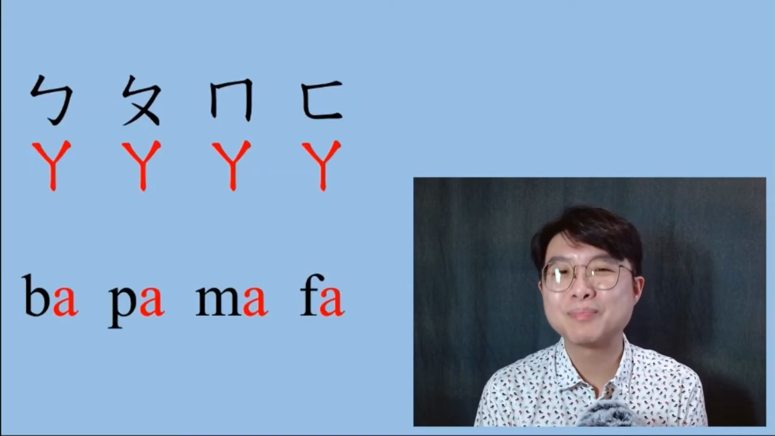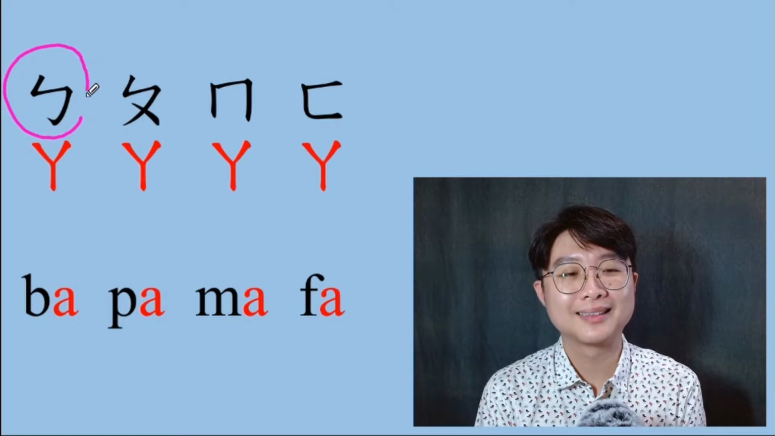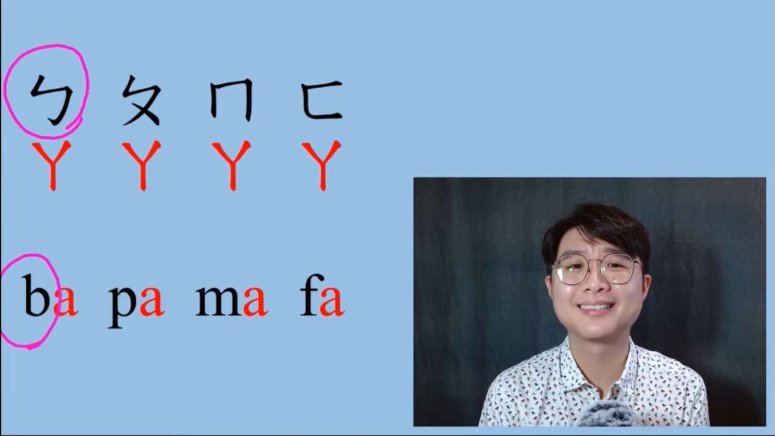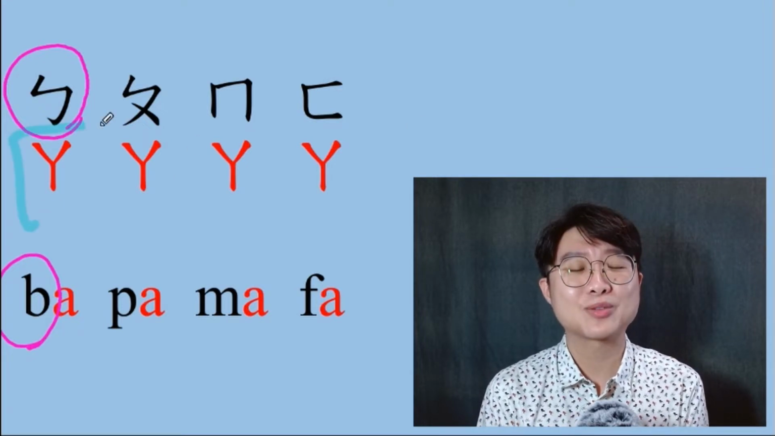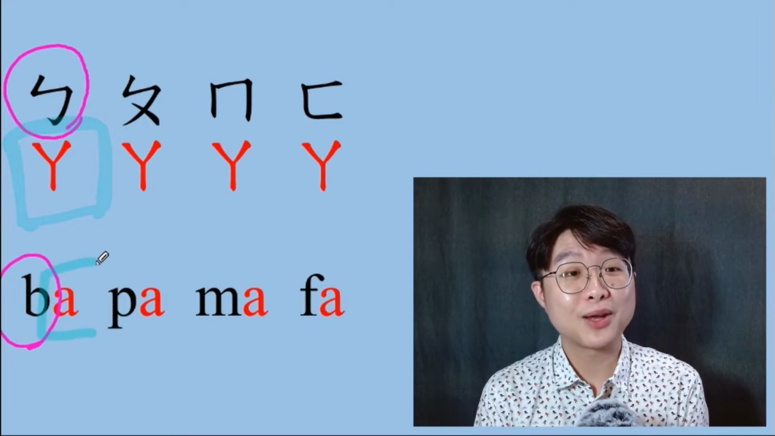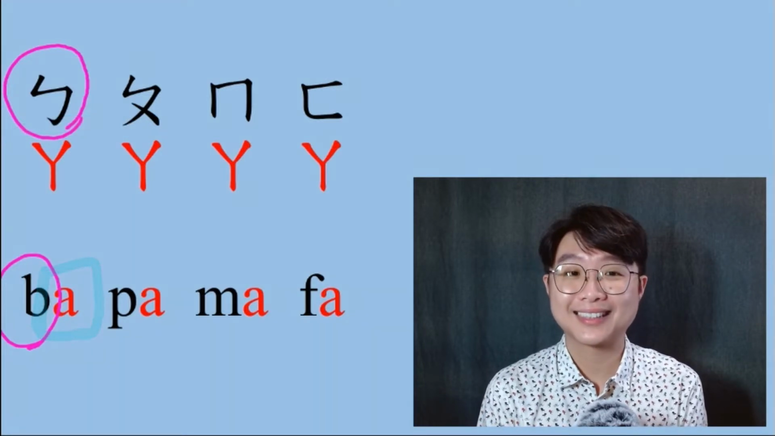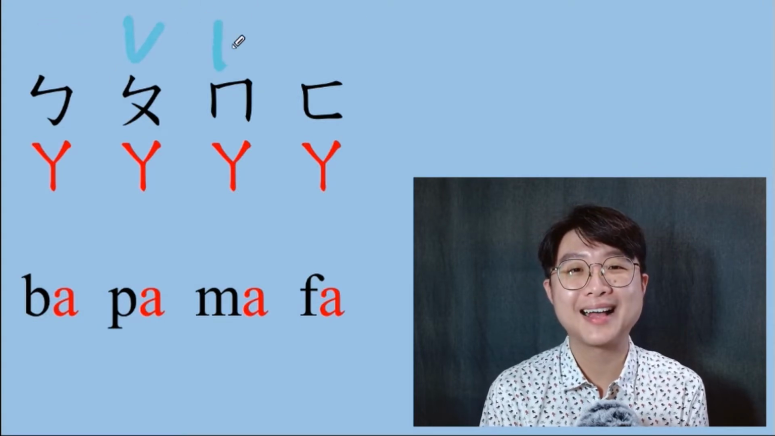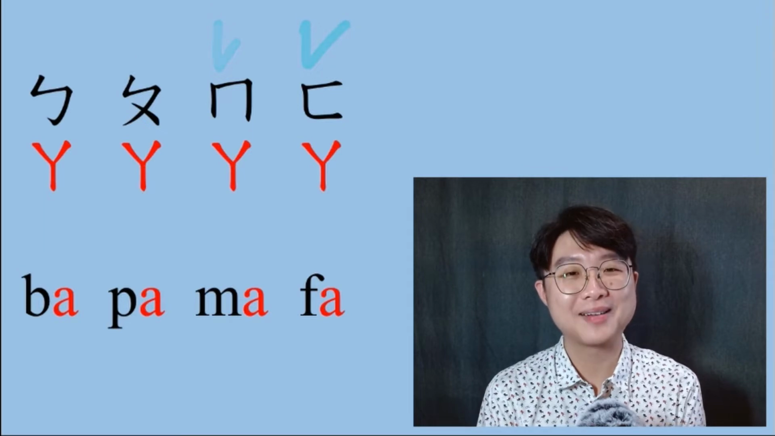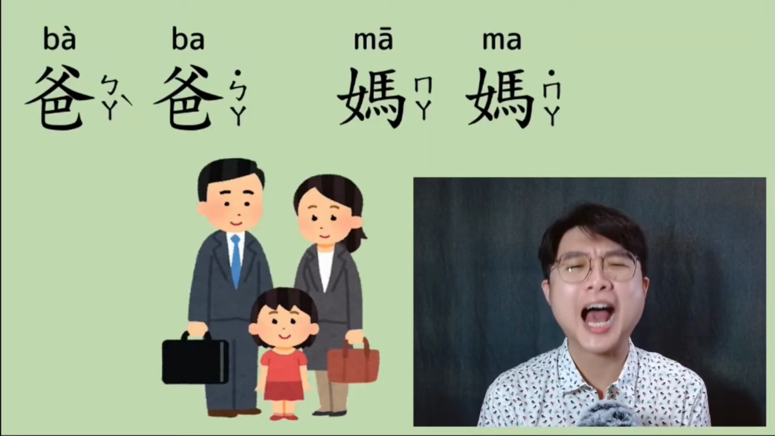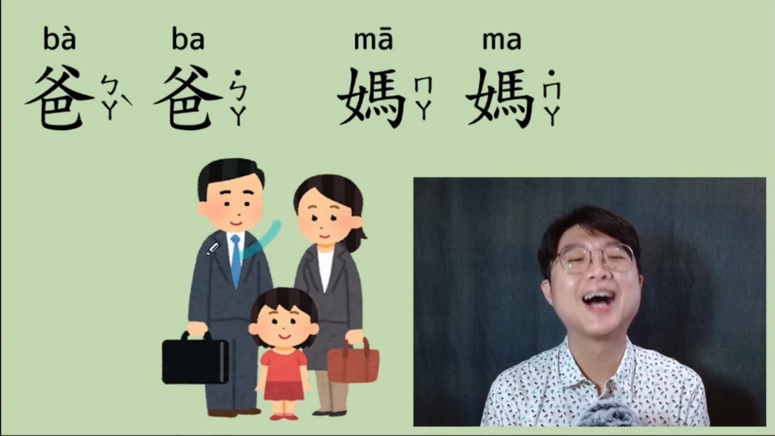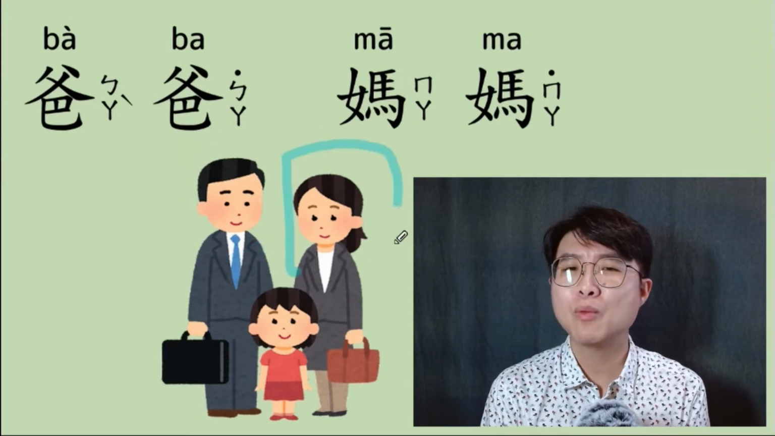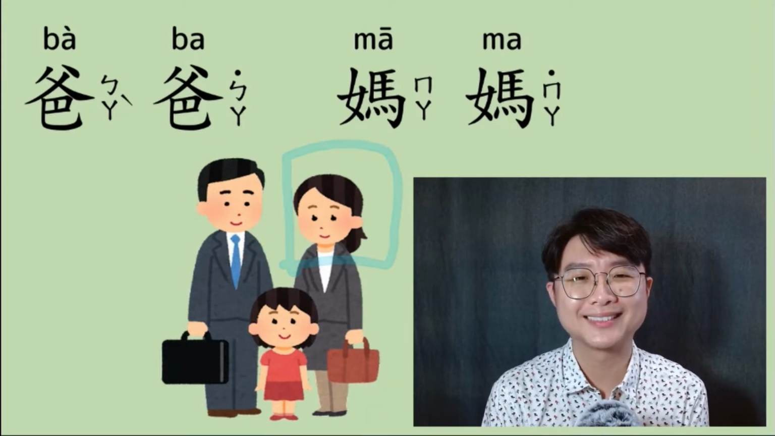Let's start with something simple, which is B. And you can see that it's kind of like the English B, right? And the next one, you see the red one below, it's A. So let's put them together. It would be Ba, Pa, Ma, Fa. Let's have an example. How to say father? 爸爸. Baba. And what about the mother? Mama.